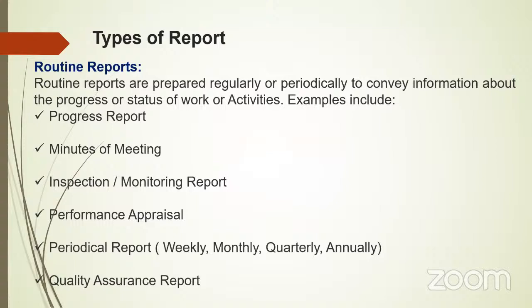Routine reports usually come from day-to-day activities sometimes. For instance, you go out for inspection, you write your report. You already have a format in which you write it, and so you present the report. That is a routine report. These are reports that you come across in your day-to-day activities. Examples of such reports include a progress report about a project or an activity, minutes of meeting.